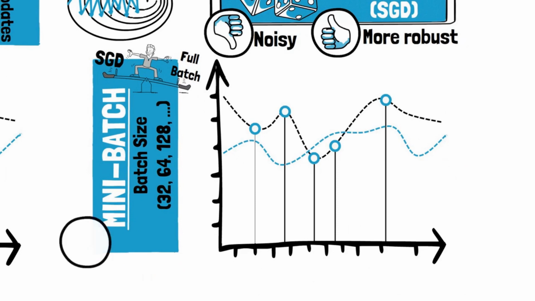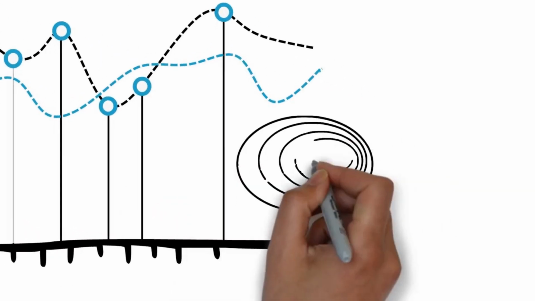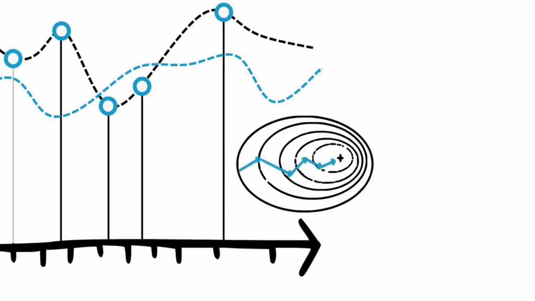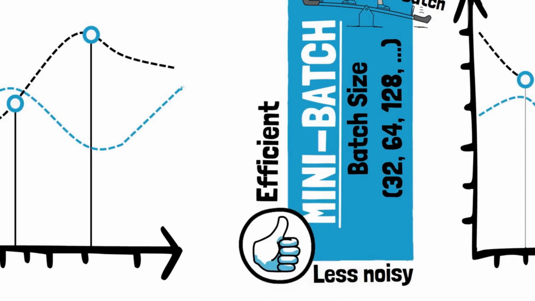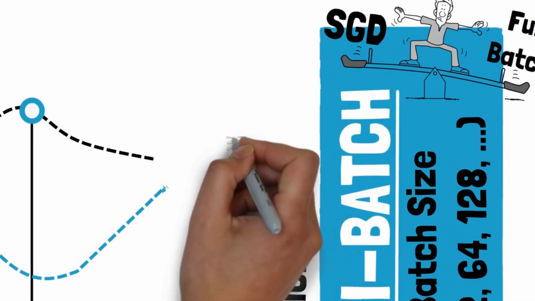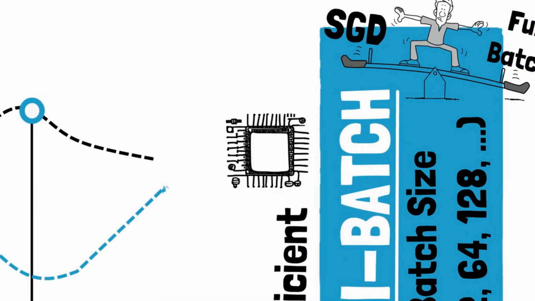The average gradient across a mini batch tends to be less noisy than SGD, leading to more stable convergence, while still being computationally efficient and able to benefit from parallel processing capabilities of modern hardware such as GPUs.